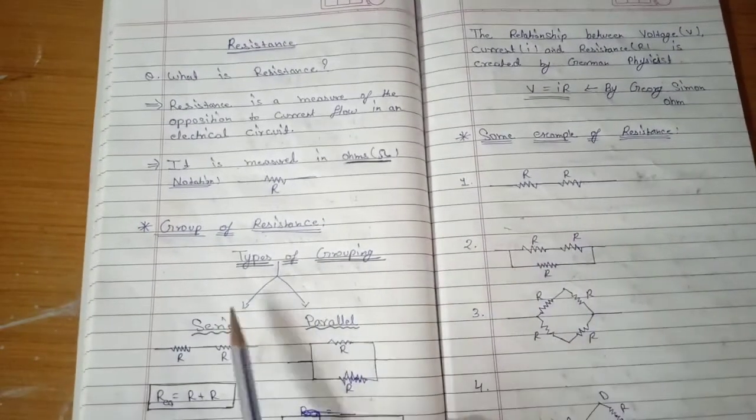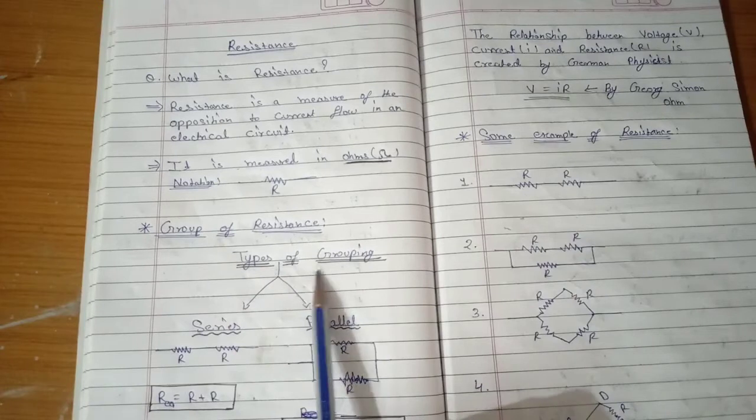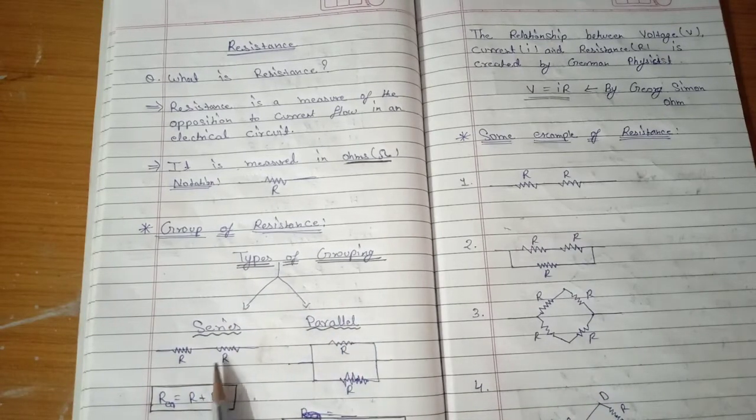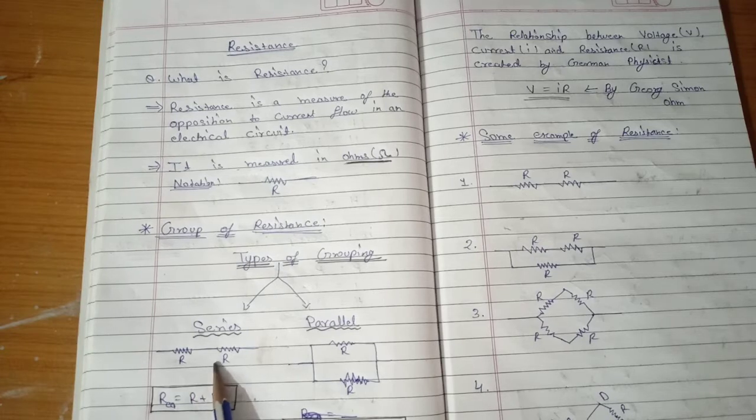Let's see the grouping. In grouping, there are two types of grouping. First, series and parallel. Let's first see series. In series, you can see resistance is added in this way. So if you want to find the equivalent resistance of the series, then you add the resistances directly, that is R and R, that is R plus R.